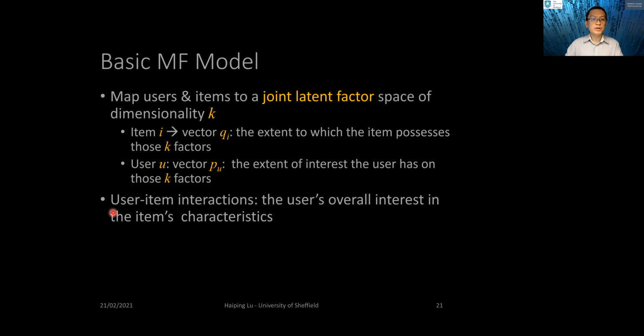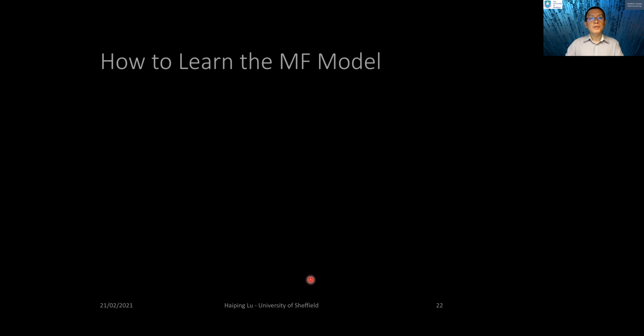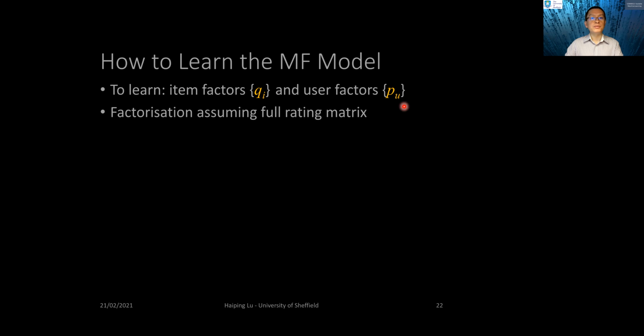Then we can model the user-item interactions to find out the user's overall interest in the item's characteristics. This can be done by an inner product between Qi and Pu, which will give the predicted user u's rating on item i. So that will be our prediction. But how do we learn this matrix factorization model? What we want to learn are the item factors Qi and user factors Pu.